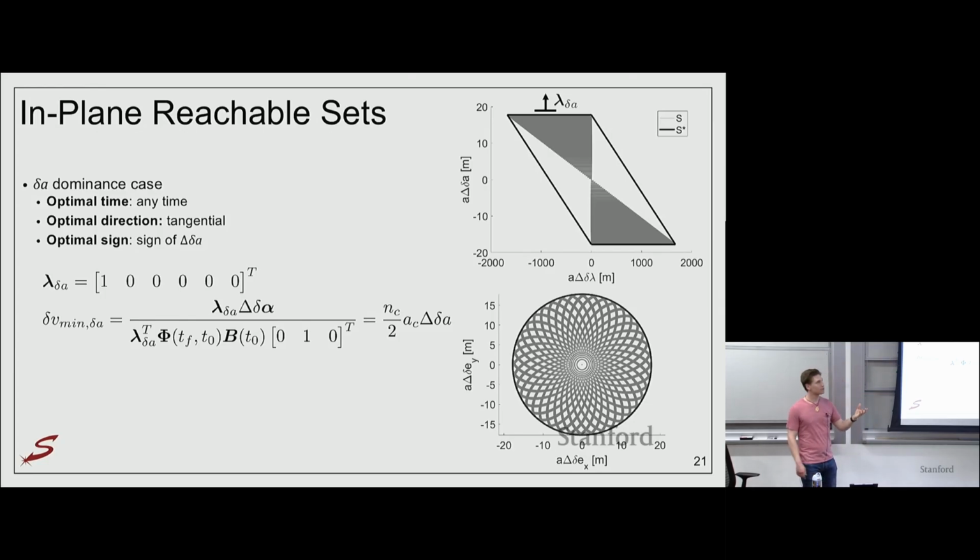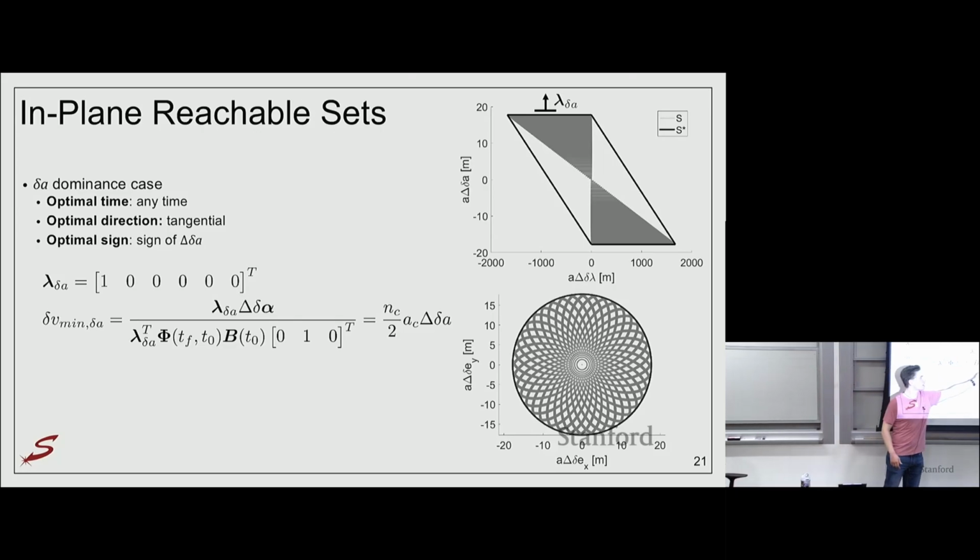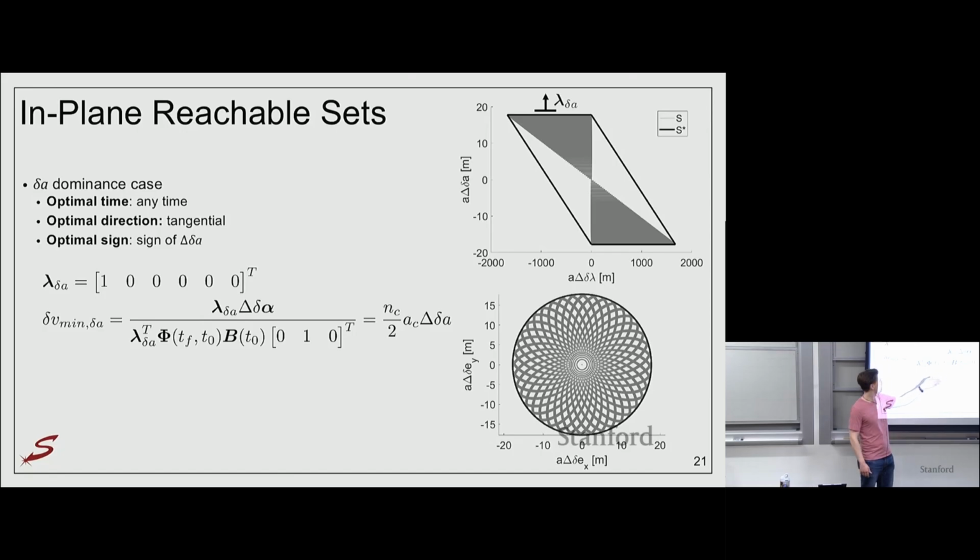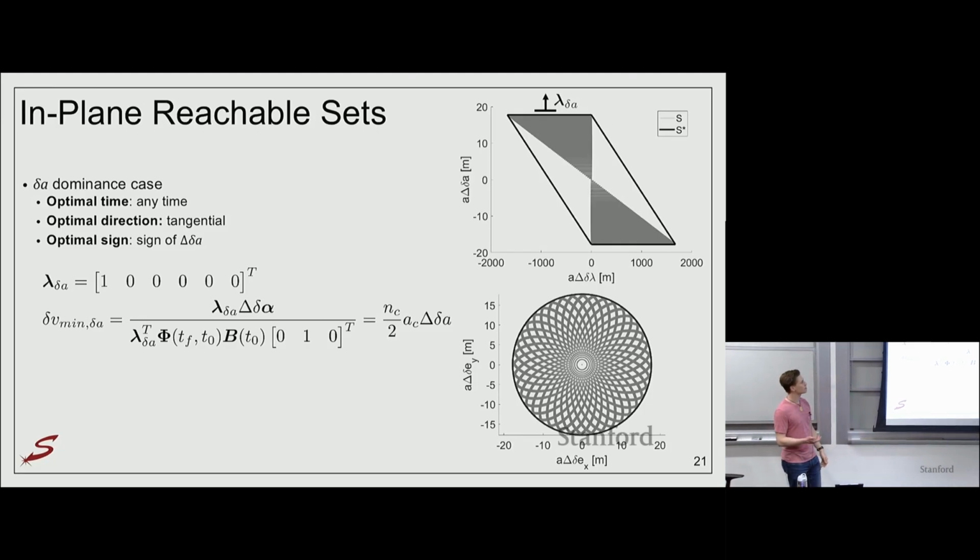As we said previously, optimal maneuvers are going to be tangential, and the sign is going to be the sign in the direction of the delta A pseudostate. So to find a delta V minima for this dominance case, we know what lambda is, the outward facing normal, it's just up. And we know what the optimal maneuvers are. We can arbitrarily take a positive tangential maneuver at T naught. Through this multiplication and the fact that we have analytical expressions for this STM and for this control matrix, we can find an analytical expression of what the delta V minima is for a delta A dominant control problem.